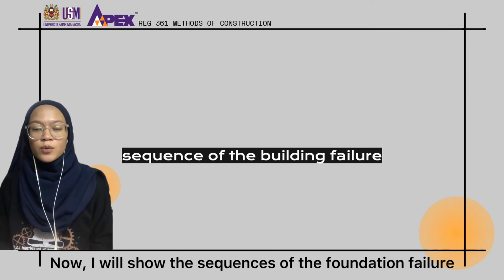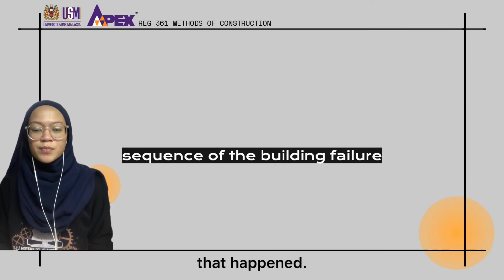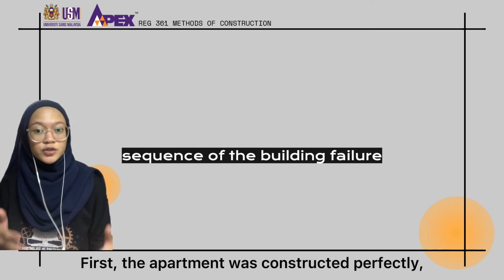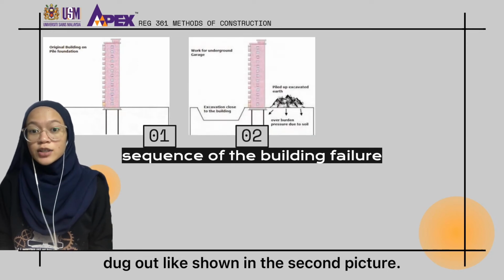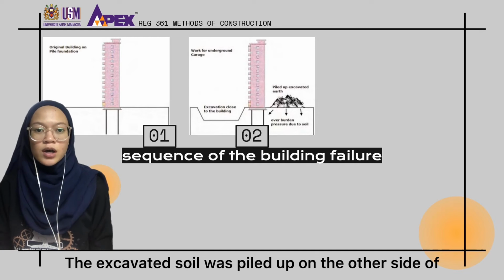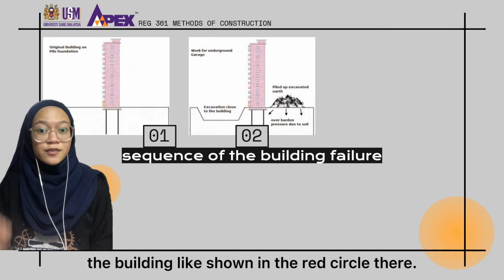Now, I will show the sequence of the foundation failure that happened. First, the apartment was constructed perfectly. Then, the plan called for an underground garage to be dug out, as shown in the second picture. The excavated soil was built up on the other side of the building, as shown in the red circle there.